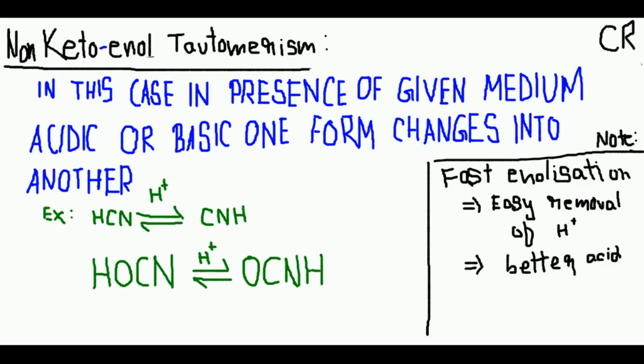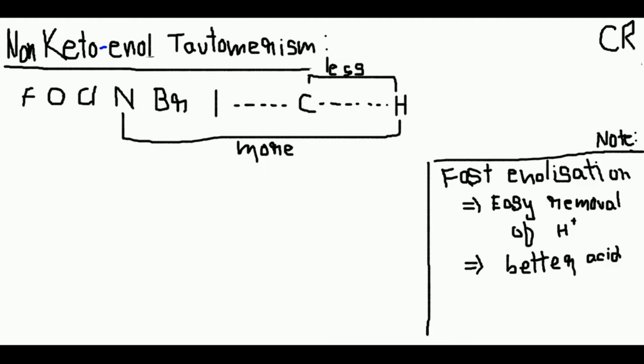Now let's solve a few examples which are very important. Before solving any problem, you should know this electronegativity order. It is in decreasing order. First is fluorine, oxygen, chlorine, nitrogen, bromine, iodine, carbon, and then hydrogen. So you can see the electronegativity difference between carbon and hydrogen is less. Therefore the release of H plus is very less favored. Whereas when you have nitrogen and hydrogen, they have more electronegativity difference. Therefore release of H plus is more favored. So this is an important point you should remember.